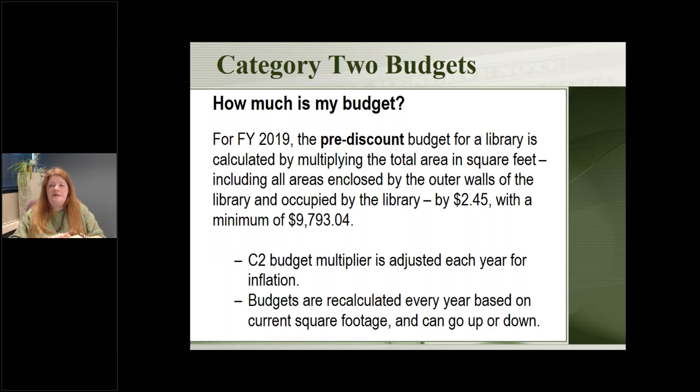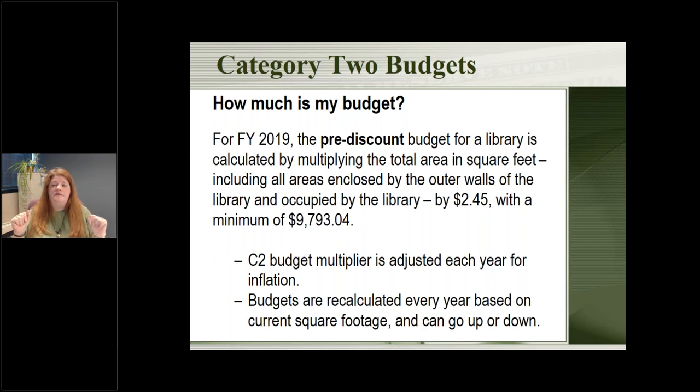And then there is an amount they multiply it by every year. It is changed every year. It goes up a few cents. We don't know yet what the number is for 2020, but in 2019, it was $2.45 per square foot. It goes up a couple of pennies every year. So for 2020, it might be $2.47. I'm not sure when it's announced. It'll be in the information for E-rate.